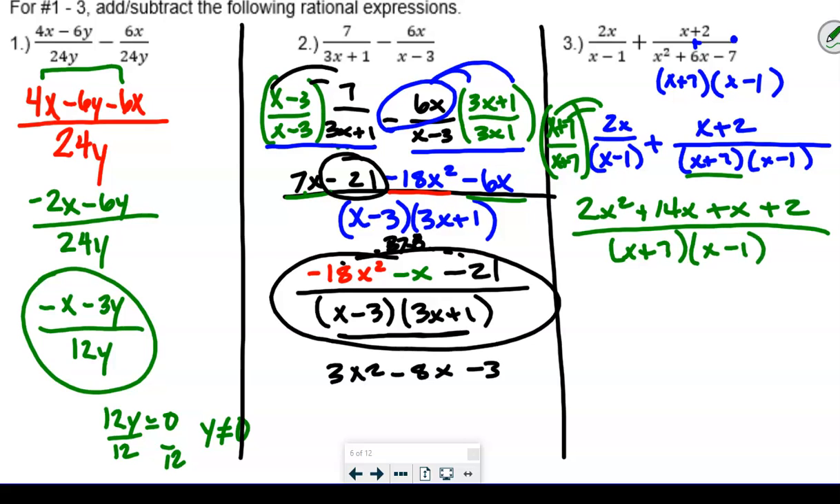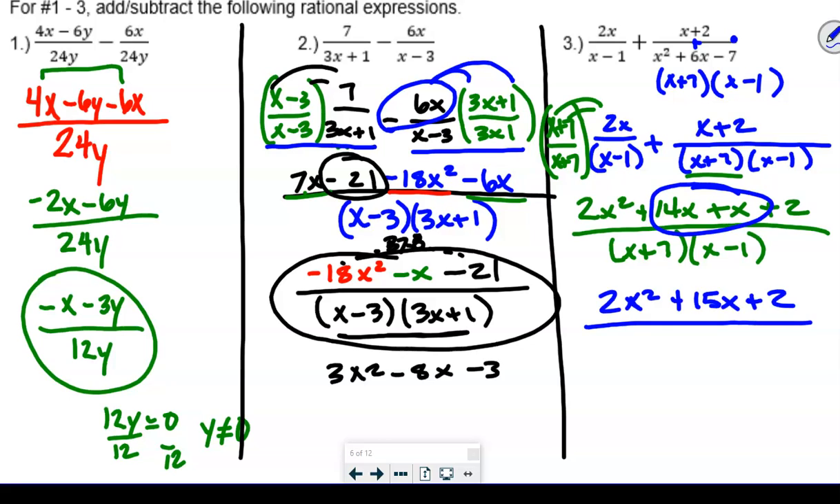So now we need to combine some like terms here. Y'all see these like terms right here? So we get 2x squared plus 15x plus 2 over x plus 7 and x minus 1. And again, if I asked you, where is x undefined here? I didn't do that over here, y'all. If I did that, I would set these equal to 0 and solve. Our undefined values here would be -7 and +1, right? Because again, we'd set both of those equal to 0.